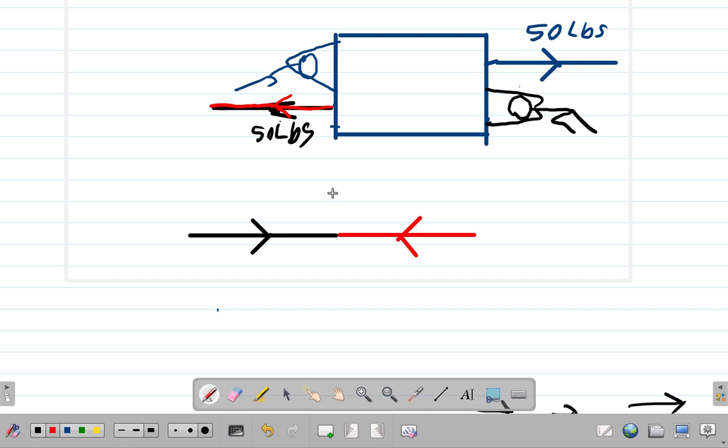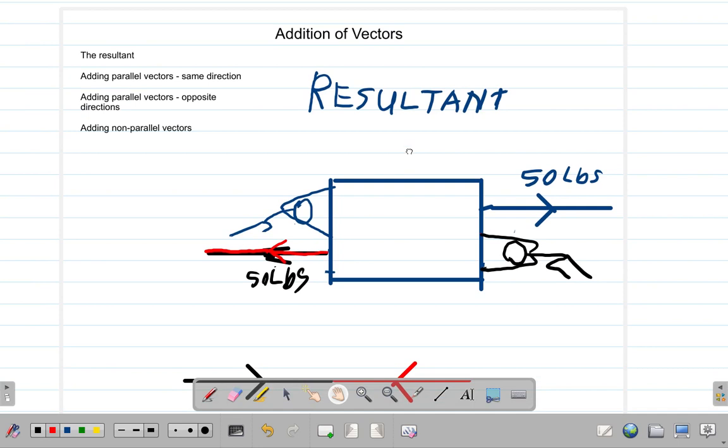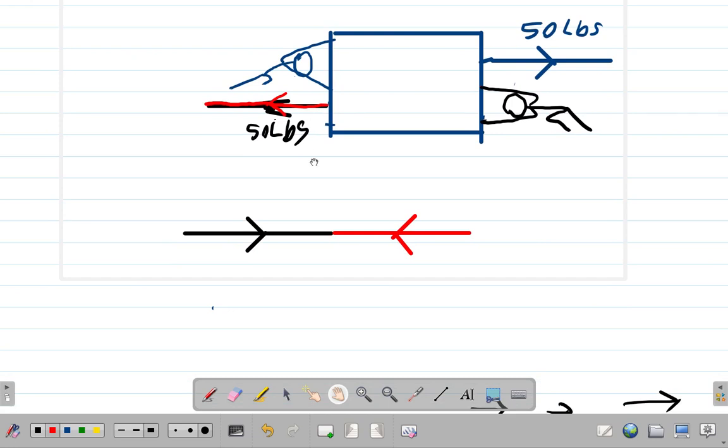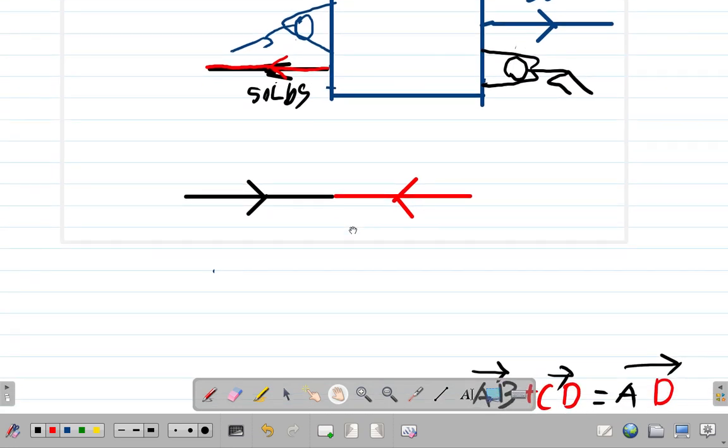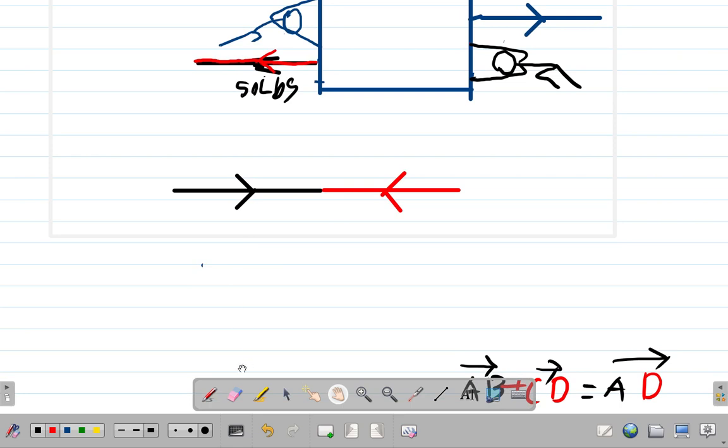You're adding vectors going in opposite directions. What you're really doing here, when you add a negative number, is subtracting. So you're really subtracting one vector from another. Let us say this vector is vector AB. B should be here. And this here is vector CD.